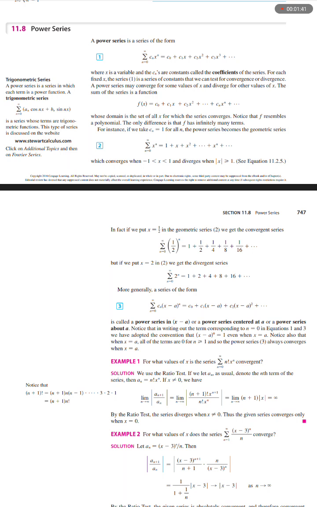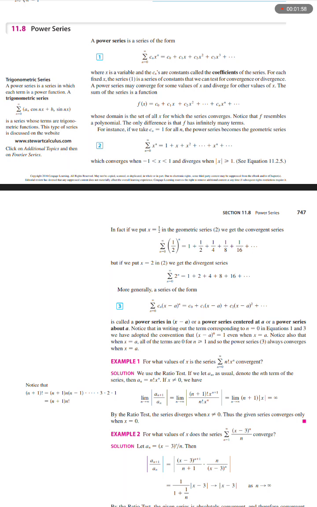This type of series is discussed on the website stewartcalculus.com. Click additional topics and then on Fourier series.